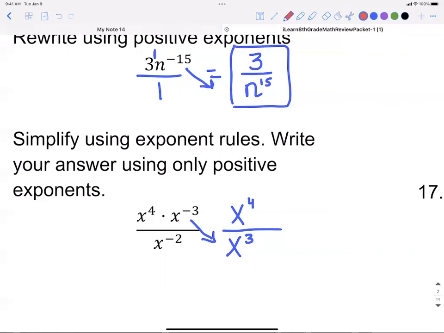The x to the negative 2, same thing. I need to get rid of this. So I'm going to put it up top. So I'm going to put that up here in order to get rid of the negative 2.